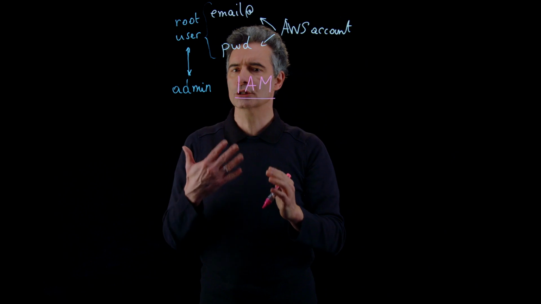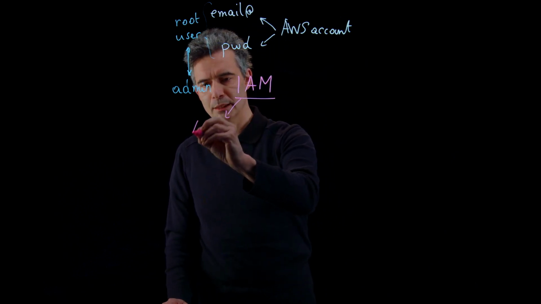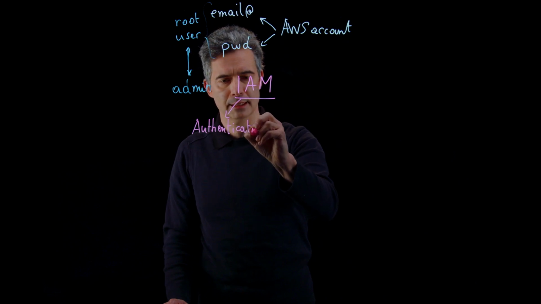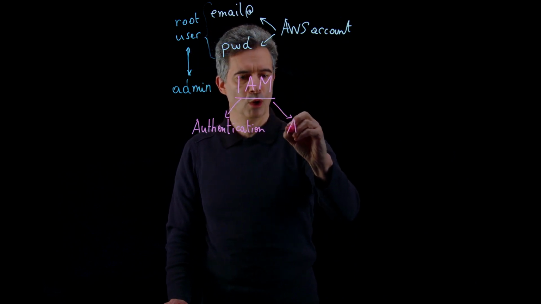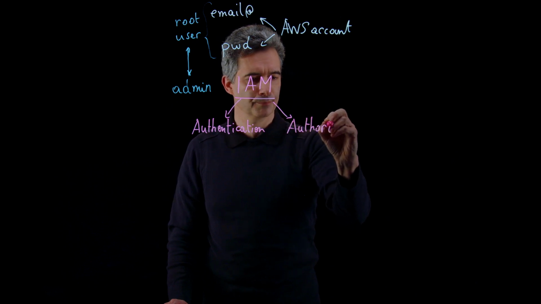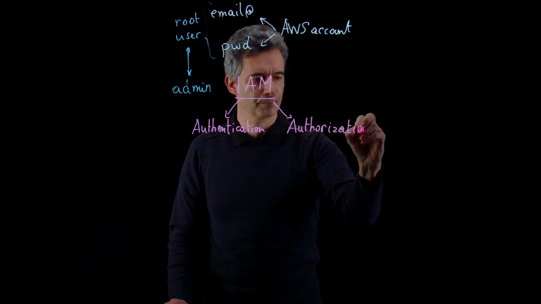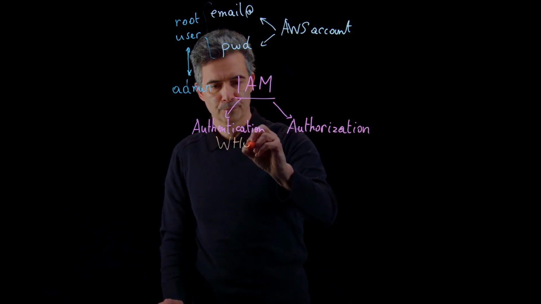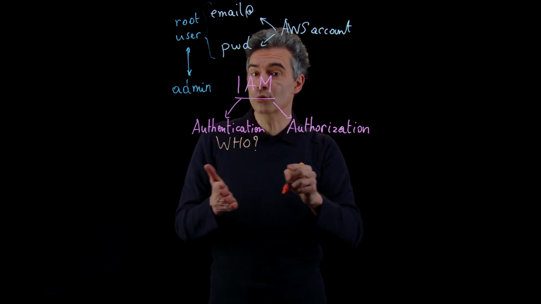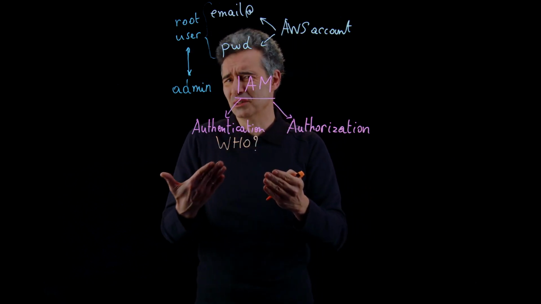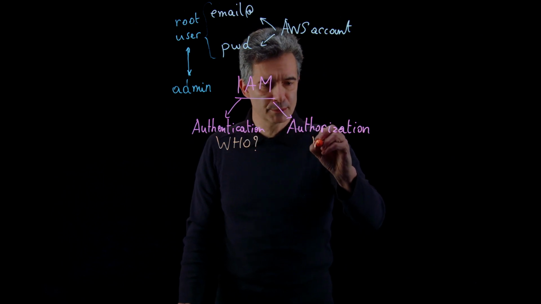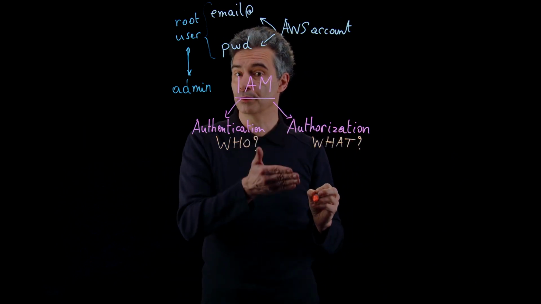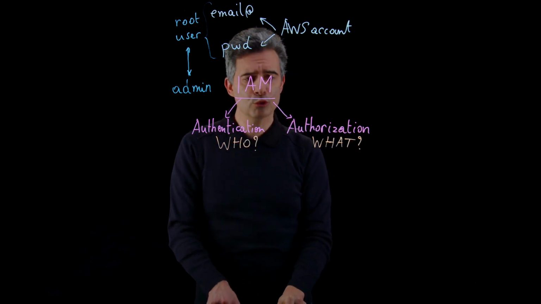IAM actually does two things. First of all, it is used for authentication. And second of all, it is used for authorization. Authentication is all about the question, who? Who are you, and are you who you claim you are? So username, password is typically what we think about. The authorization is more about the what. What are you allowed to do? These are your permissions.